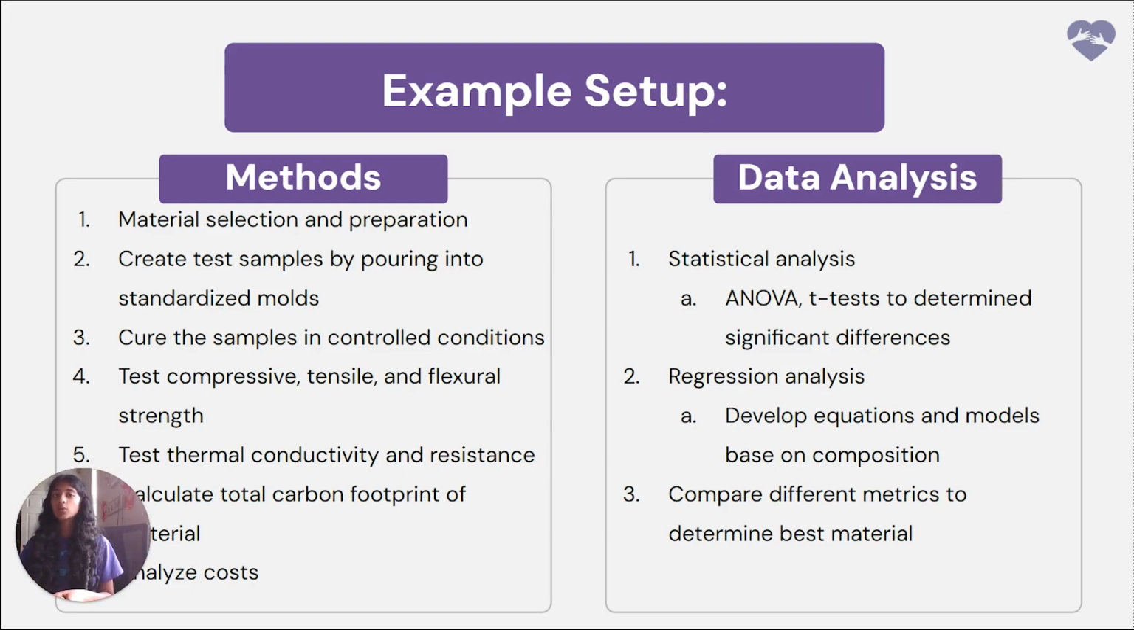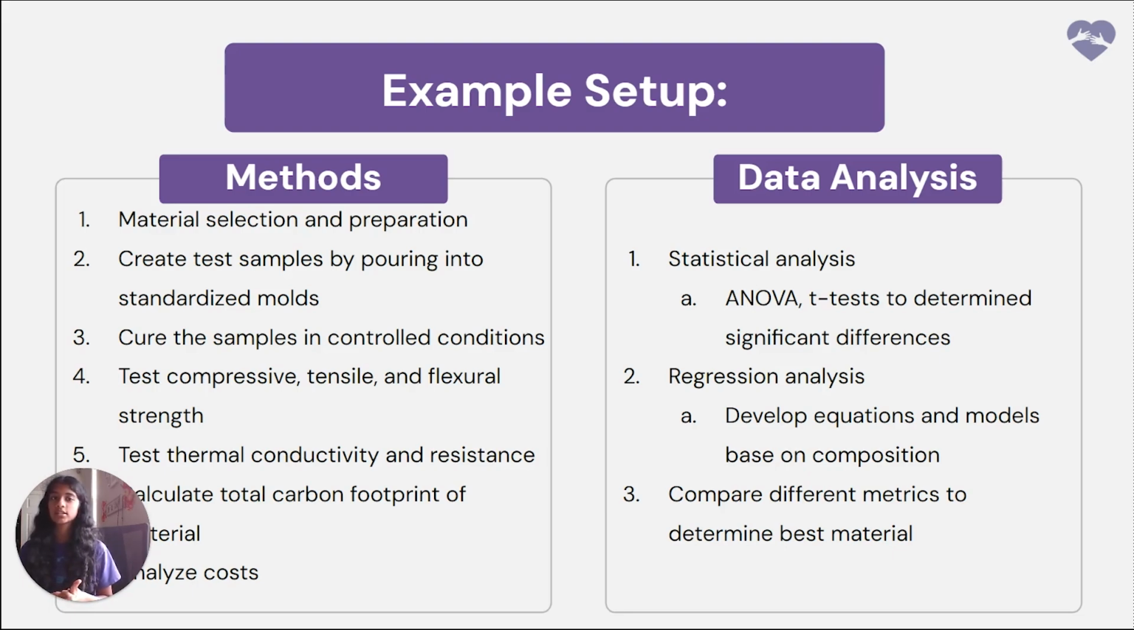Afterwards, we'll go to testing, which is where we'll test the samples for compressive, tensile, flexural strength to determine their mechanical properties. Notice how mechanical properties was one dependent variable, so the testing we're doing in this part directly contributes to a dependent variable. The next dependent variable we have is thermal conductivity, which we could assess by seeing how well the material insulates against heat. Afterwards, we also have to tackle the environmental impact, where we'll calculate the total carbon footprint of the material. An additional variable you might want to measure in this experiment is the cost analysis to see if this is environmentally and economically feasible.